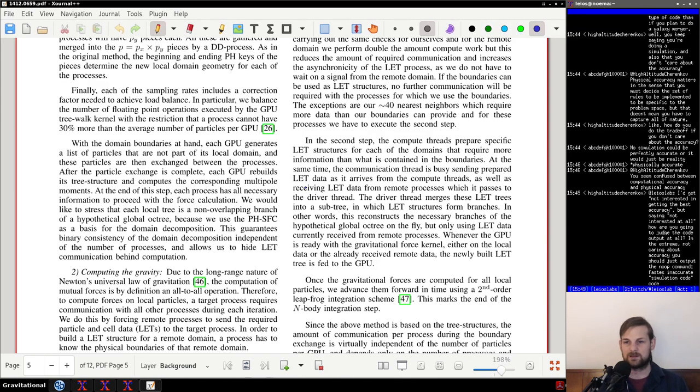I get not being interested in getting the best accuracy, but saying not interested at all, how are you going to judge the code output at all? In the extreme, not caring about accuracy, you should just output the NOOP command, fastest inaccurate simulation code.